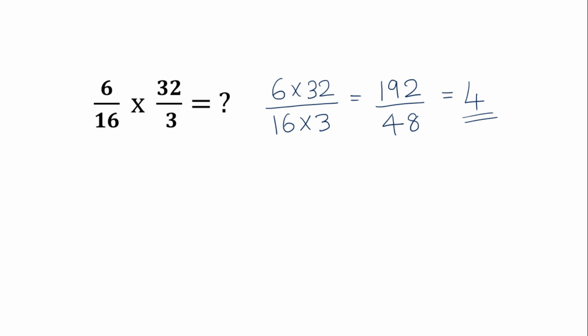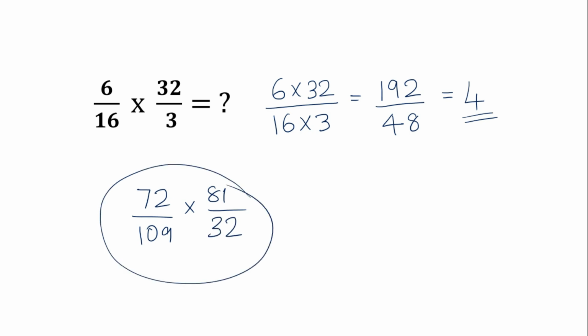Now our aim here is to make the whole process shorter and faster. And this method is really helpful when you are dealing with larger numbers. For example, you have 72 over 109 times 81 over 32. So when you have such large figures to deal with, this method of cancellation is going to be really helpful.